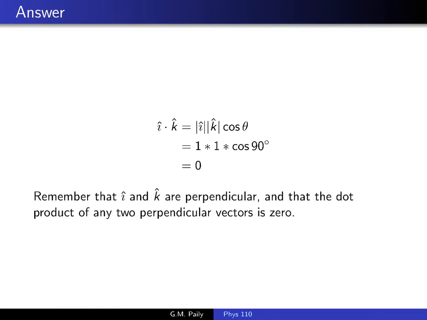We will now discuss the answer. i dot k is magnitude of i times magnitude of k times cosine of the angle between them. Since i is a unit vector, its magnitude is 1. k is also a unit vector, its magnitude is 1. And the angle between them is 90 degrees, because i lies along the x-axis and k lies along the z-axis. Cosine of 90 degrees is 0, and so i dot k is 0. This makes sense because we know that the dot product of two perpendicular vectors should be 0, and i and k are indeed perpendicular.